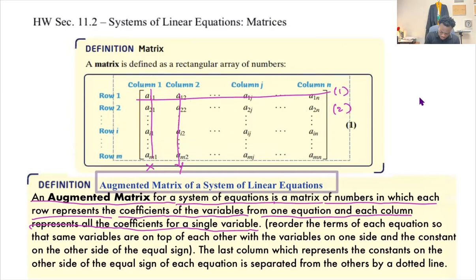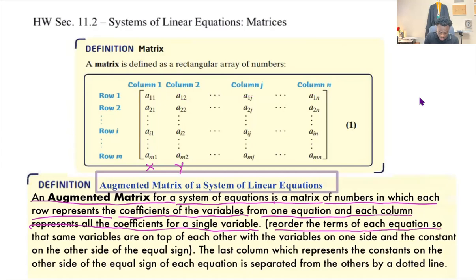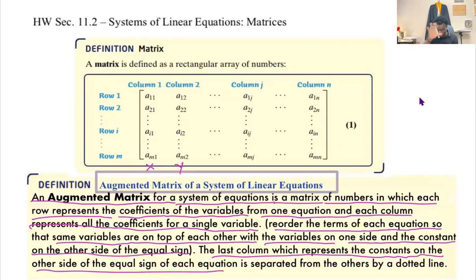So that said, we're not finished yet. You need to make sure that you reorder the terms of each equation so that same variables are on top of each other, with the variables on one side and the constant on the other side of the equal sign. The last column, on the other side of the equal sign, will be placed on this table of numbers, separated by a dotted line.